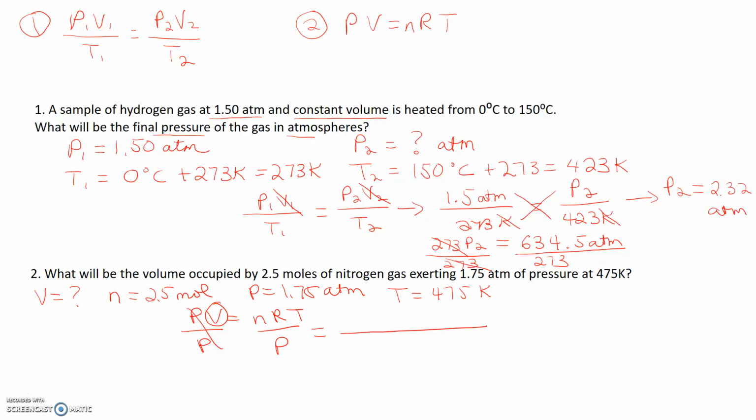Sorry, my pen stopped working at this point. So you plug it in: n is 2.5, R is 0.0821, temperature is 475, and on the bottom you put 1.75 atm. And like I said, the final answer should be 55.7 liters.